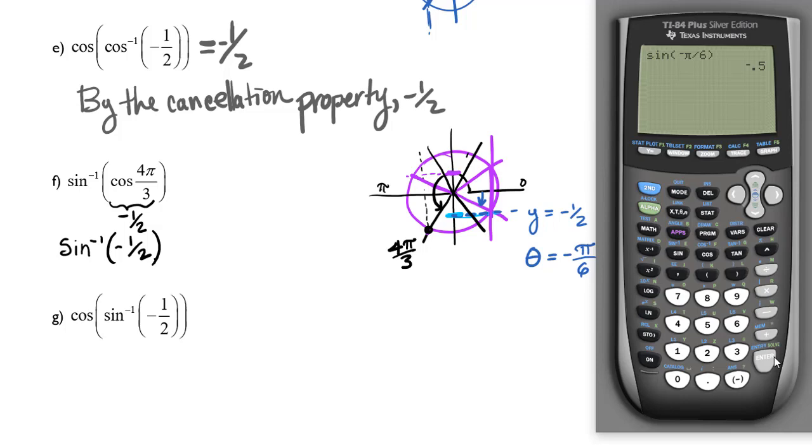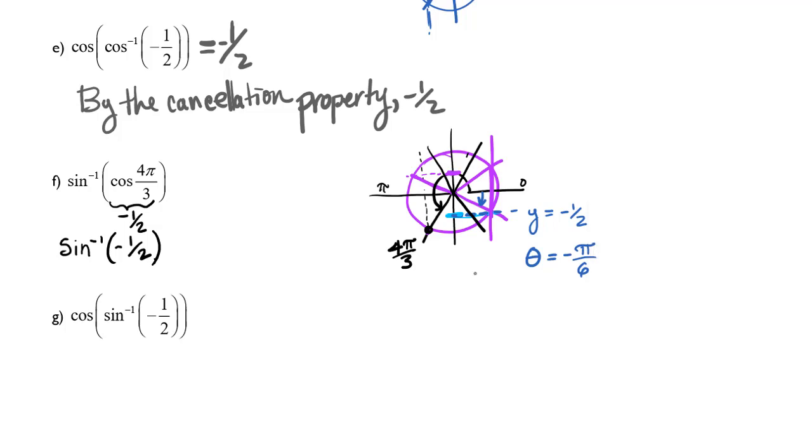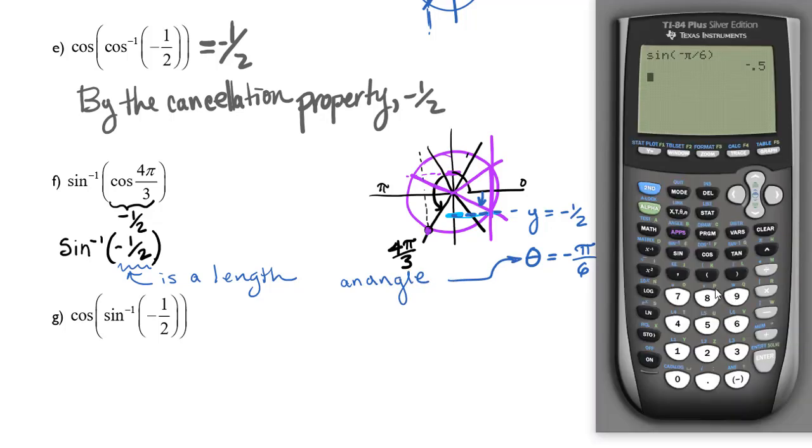This is extremely critical to understand. You have to keep track of what the numbers going in represent and what the numbers coming out represent. It's very important to recognize that the negative 1/2 is a length. And when you take the inverse sine or arc sine of negative 1/2, you get an angle. In goes a length, out comes an angle.